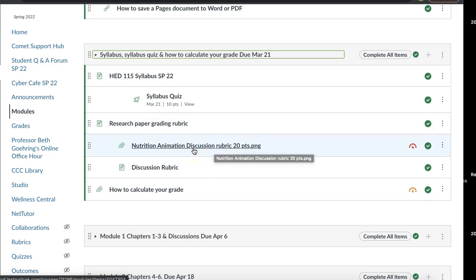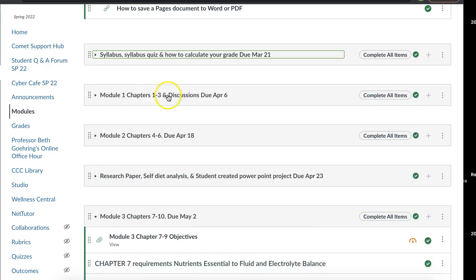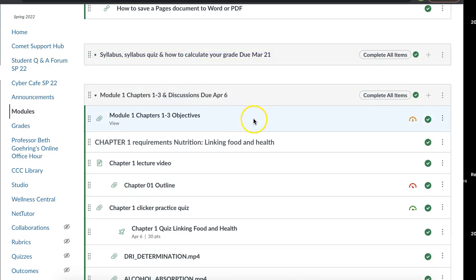I also have an animation discussion rubric right here. And then here's the other discussion rubric. Some students ask me how to calculate their grades, so I've put in math calculations so you can figure out how to do your grade. Next is Module 1, and Module 1 is chapters 1 through 3, and you can see that it's due April 6th.